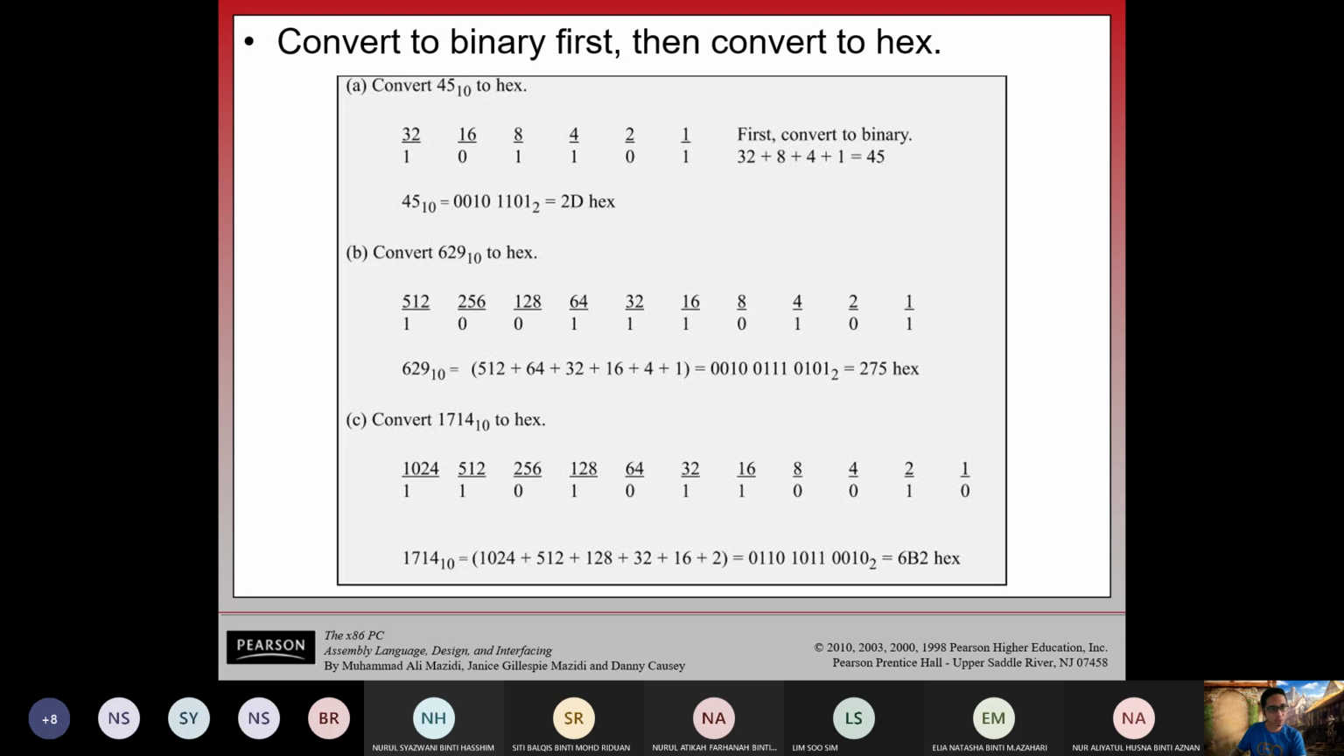So you just convert to binary first, and then convert that binary to hex. If it is from decimal, you go from decimal to binary, and then binary to hex if you want to convert from decimal to hex. You know how to convert from decimal to binary. If you cannot remember, just flip back to our previous slides, so you can look for the example.